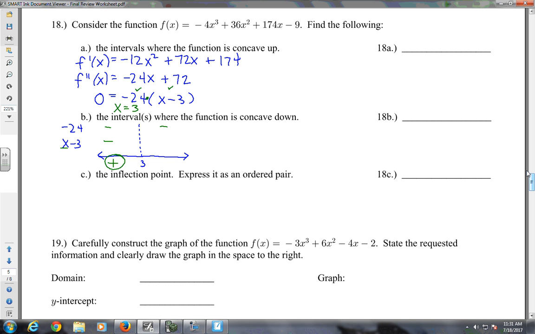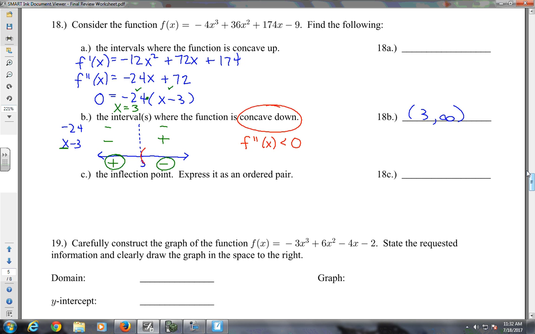Now let's choose a test point to the right of 3. How about 10? 10 plugged into my factor gives me a positive result, and we know a negative times a positive is negative. Okay, so my first derivative tells me increasing, decreasing. My second derivative tells me concavity. Concave down occurs where your second derivative is negative. So clearly that's the right side of my sign graph. So from 3 to infinity, our curve should be concave down.